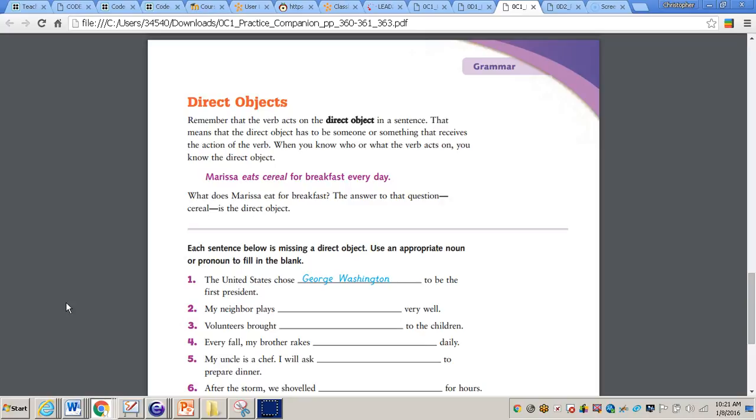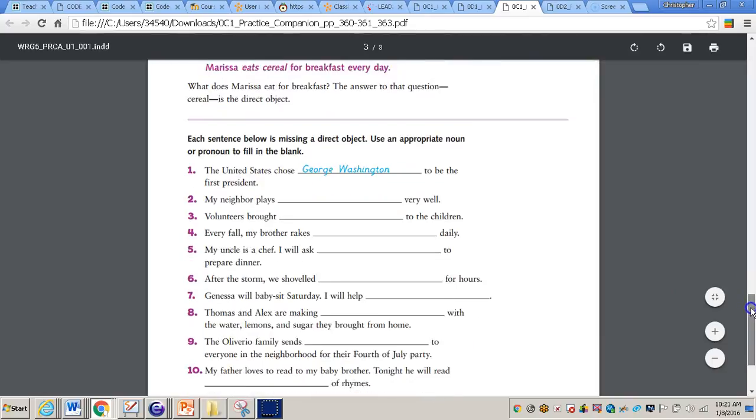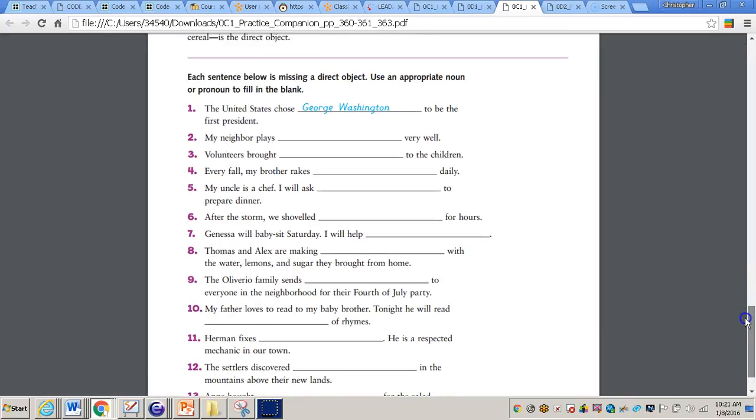So we can see the sentence here. Marissa eats cereal for breakfast every day. We need to ask ourselves, what does Marissa eat for breakfast? The answer to that question, cereal, is the direct object. So Marissa eats, what does she eat? Cereal. So let's take a look at the first sentence together in questions numbers 1 through 13.